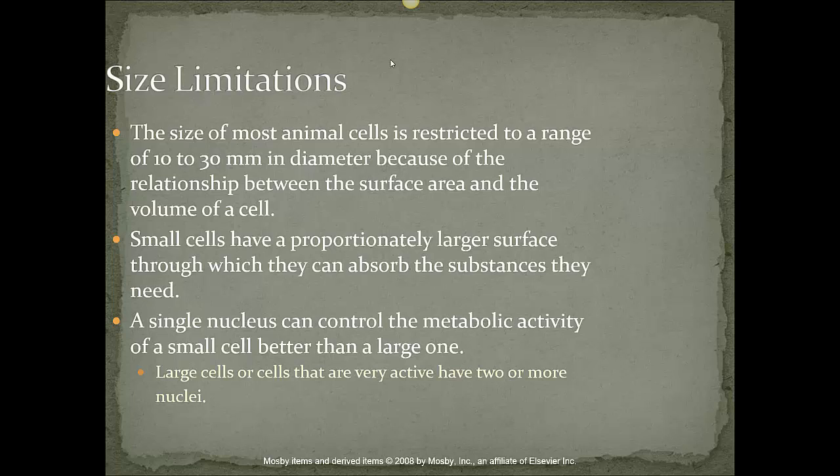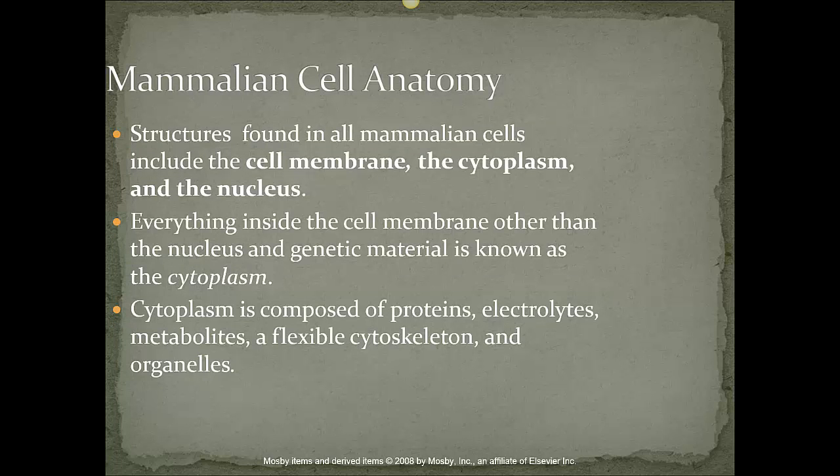There are some cells that are going to be larger in the body, such as muscle fibers or nerves. They can be very long, but the diameter of them usually does not vary much from the 10 to 30 micrometers that we're talking about. Some of these larger cells, like muscles, can actually be multinucleated because a single nucleus cannot control the metabolic rate. So they have to have multiple nuclei.